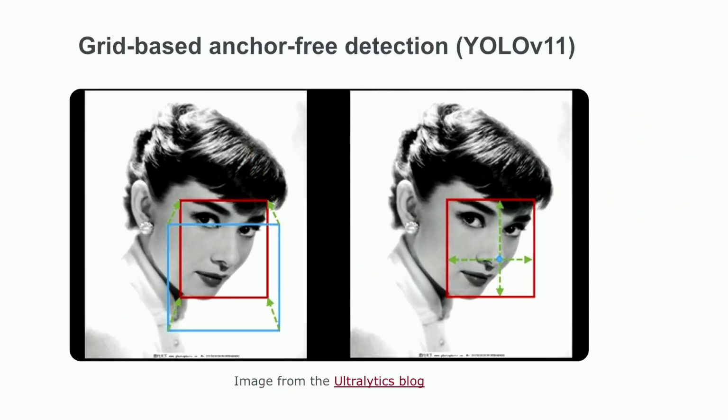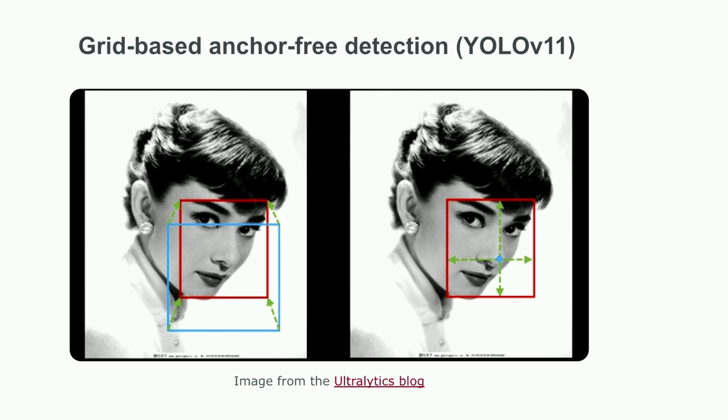So then we have the approach in which we don't have anchor boxes. This is what the latest version of YOLO, at least at this point in time, YOLO 11, does. They have removed the use of anchor boxes, and instead it predicts the distance to the box edges. This has some benefits. The main benefit is that we have fewer parameters to tune.